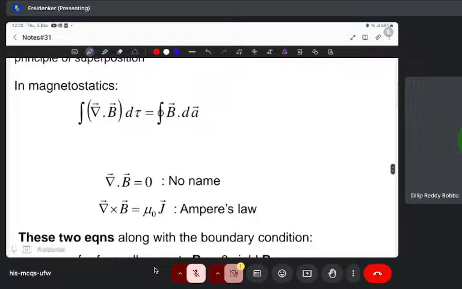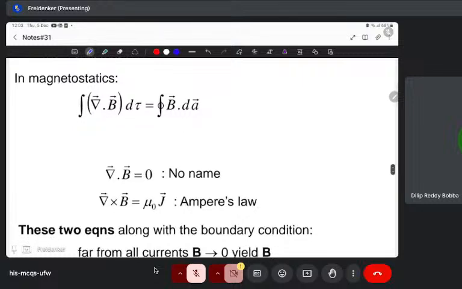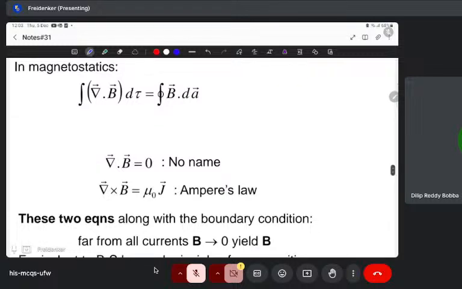Okay, magnetostatics, let's see. This is Gauss divergence theorem, right? Divergence of B, yeah. Divergence of B is zero because there exist no magnetic monopoles. This is Ampere's law. Fine. There is one more form, right? This is the differential form.